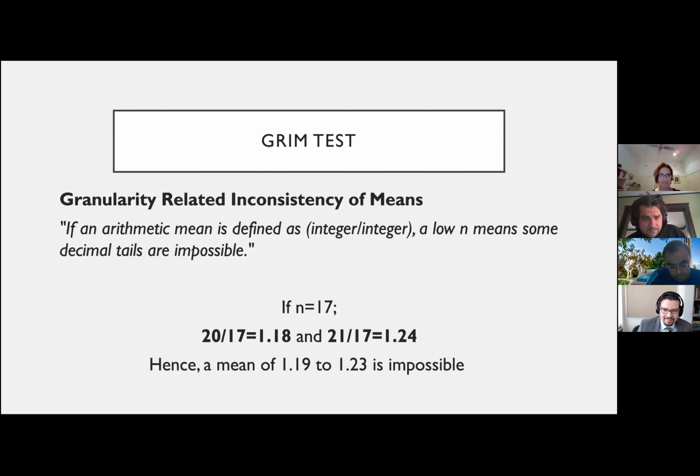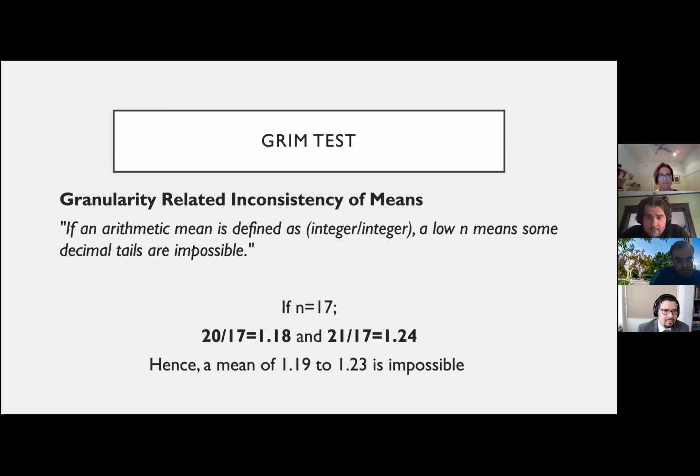Grammar is extremely straightforward. Any arithmetic mean is, when you collect data in whole units, an integer over an integer. When you have a low n, a low cell size or a low sample size, it means that many of the decimal components of that mean, x.xx, the last 2 x's only have a series of restrictions on what they can be. So here's a nice example. Let's say we're measuring integers in a sample of 17. We add up all the scores. Obviously, a lot of these will be 1s. We add up all the scores. We get 20 for our numerator. We divide that by 17.